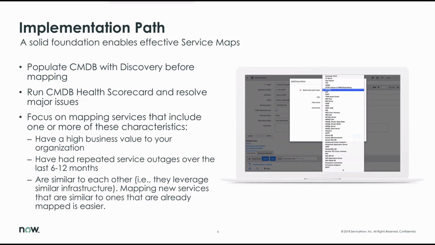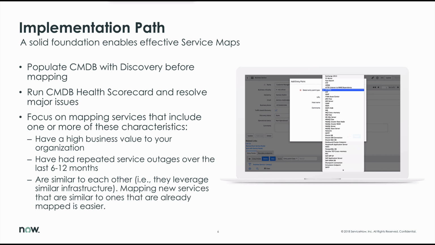So how should you come to have a good set of service maps created in your platform? Well, service maps start with a healthy CMDB, and we find the best way to get those populated is through discovery. CMDB can be populated certainly through a number of ways. ServiceNow Discovery does a great job of getting all of the key attributes that you would want to see on your CIs populated, but it's certainly not the only way to get your CMDB populated. You want to run your CMDB health scorecard and resolve major issues. You're looking at the completeness, correctness, and accuracy of the data in your CMDB. So again, you want to start from a healthy foundation.